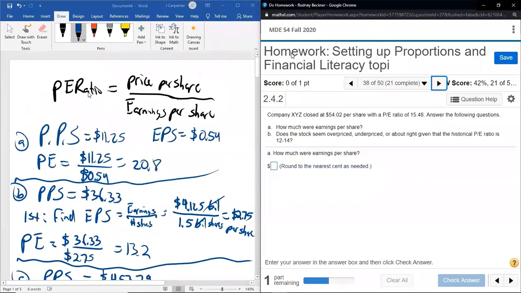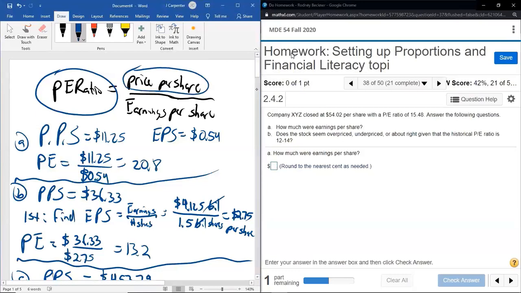Now remember, PE ratio is the ratio of price per share to earnings per share. They actually gave us the PE ratio, though, of 15.48. That does not go in the top. That does not go in the bottom. It's the number that it's equal to. They also tell us that the closing price per share is $54.02. That's not earnings, that's price, and it is per share. So that's this thing, which means at the bottom, the earnings per share is the unknown. So that's going to be our X.